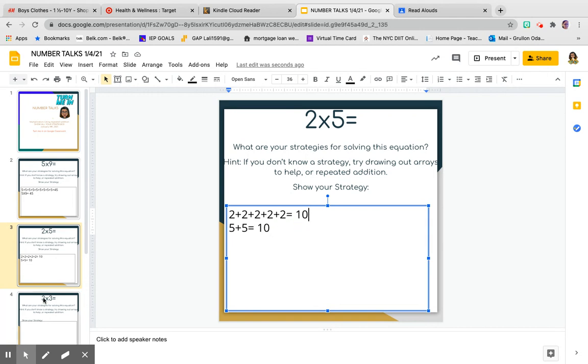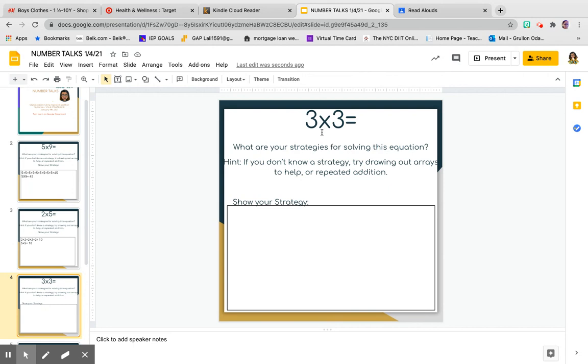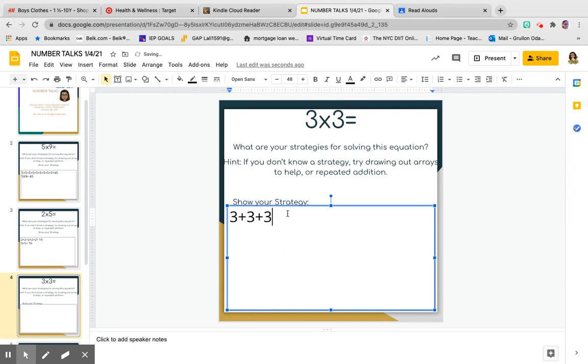All right, let's move on to this next one. I have 3 times 3. Again, I'm going to give you a chance to think, and if I'm going too fast, you can always pause the video. So I'm going to use repeated addition. So 3 plus 3 plus 3. I see the number 3, and I'm multiplying it by itself 3 times. Again, I know how to skip count by 3s, and that's how I'm going to add. So I have 3, 6, 9.